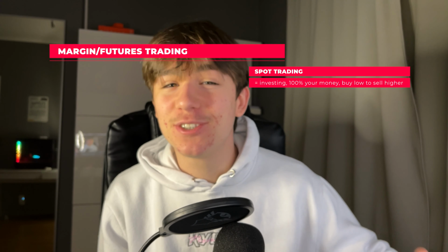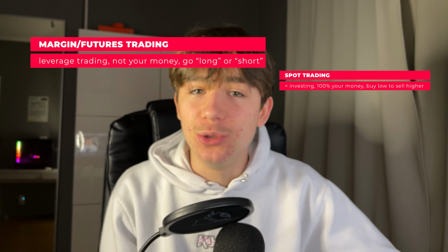But margin/futures trading allows you to use leverage, which means you can basically lend money from the platform so you can get way more profits or, of course, way bigger losses. The money you put in the trade in margin/futures trading is not all yours. With spot trading, you can only profit from the price going up. But with margin or futures trading, you can even profit from the price going down, called shorting.